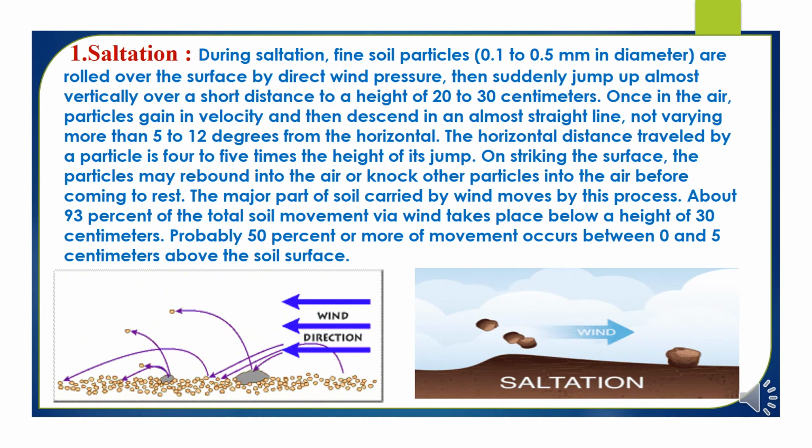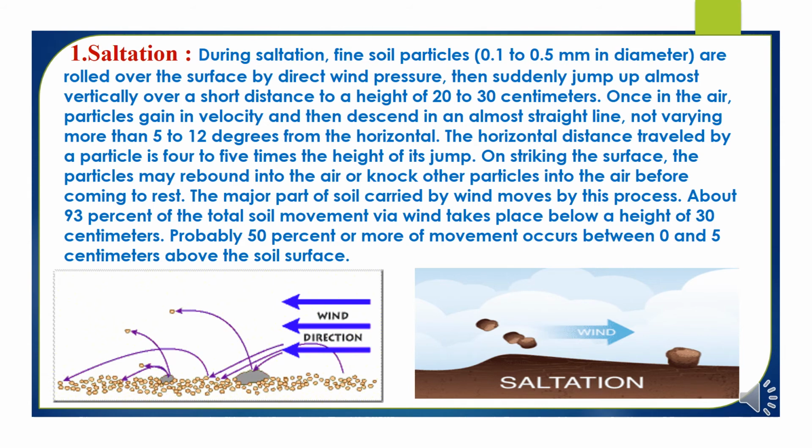First type of wind erosion is saltation. During saltation, fine soil particles having a size of 0.1 to 0.5 mm in diameter are rolled over the surface by direct wind pressure, then suddenly jump up almost vertically over a short distance to a height of 20 to 30 centimeters. Once in the air, particles gain in velocity and then descend in an almost straight line, not varying more than 5 to 12 degrees from the horizontal.